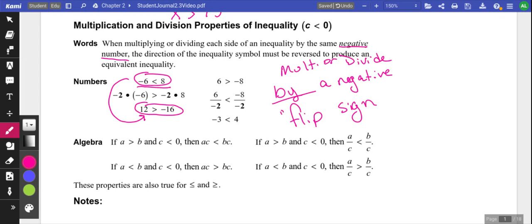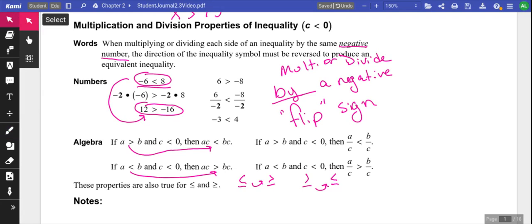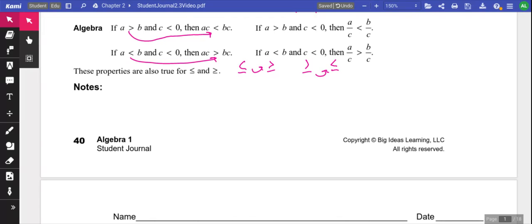And when I say flip your sign, I mean change a greater than into a less than, and a less than into a greater than. These also work if I start with less than or equal to, I change to greater than or equal to. If I start with greater than or equal to, I change to less than or equal to. That equal part is never going to get added or removed. You either have it with the equal sign or you don't. That's not going to change. So let's look at some examples of that.